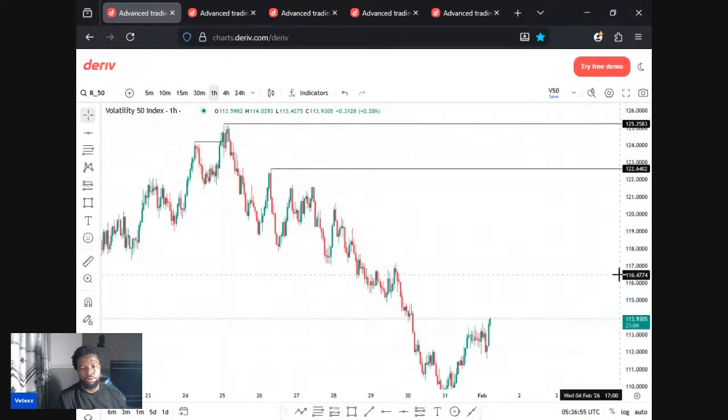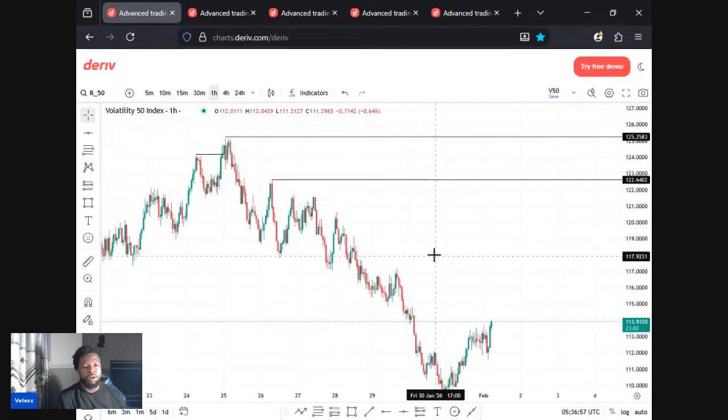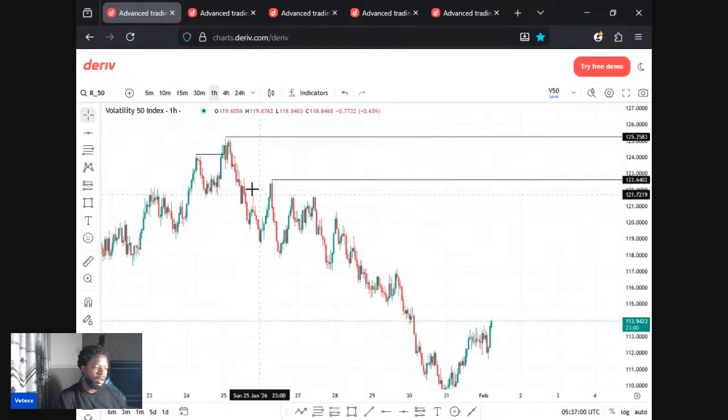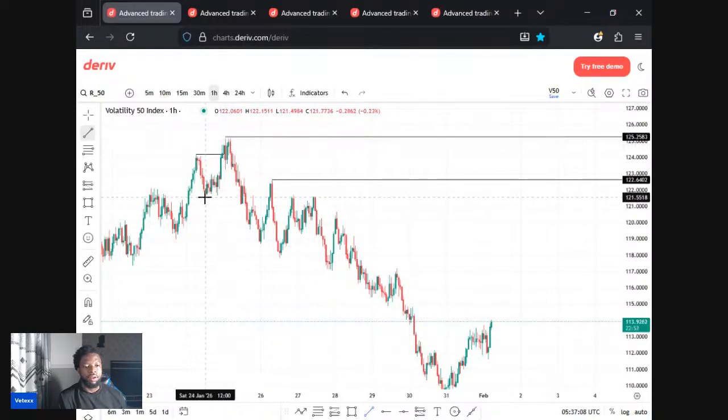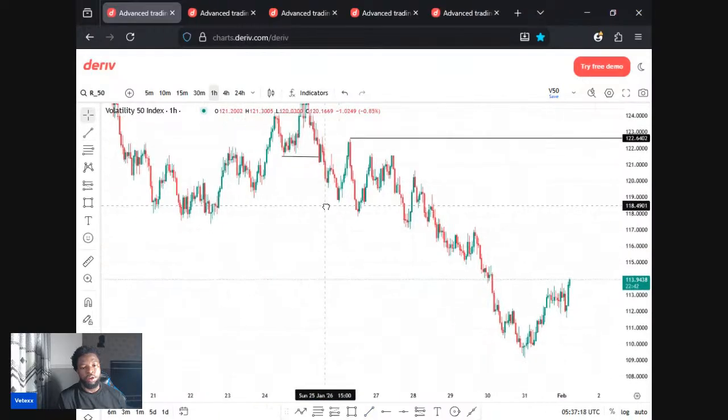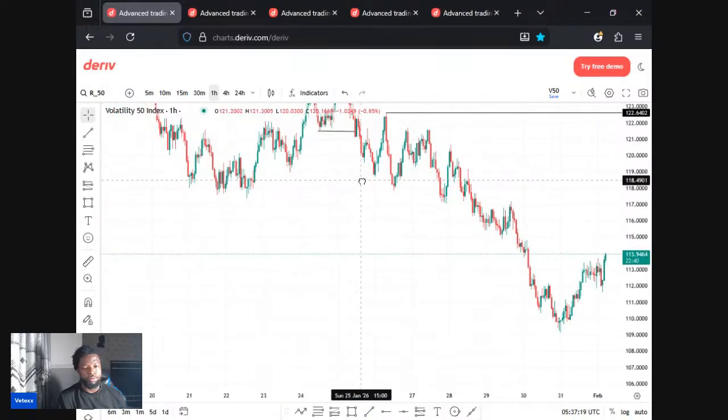Okay, this is clear enough. So first of all, we marked this down yesterday for our analysis. First of all, we have our sweep of liquidity to our protected highs here. So this first sweep of liquidity gives us our first break of structure after the low it created was taken out. Okay, so this is how the structure normally forms.